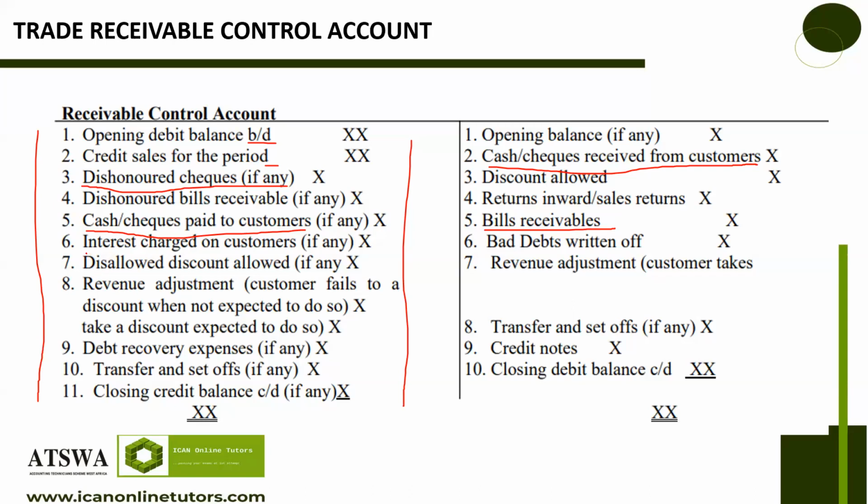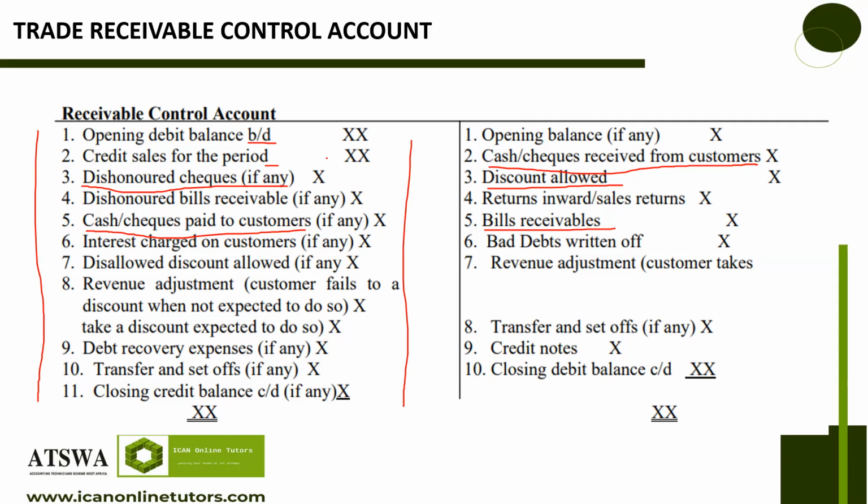Discount allowed. Just look at it one by one. Discount allowed, revenue adjustment, debt recovery expenses, all these things increase what? Your receivable. But if you look at the one on the right-hand side, discount allowed, not discount received this time, is what? Discount allowed. This is you giving what? Discount to these guys. So he's owing you 200 naira, but he said, don't worry, I'm giving you a discount of 200 naira. The person bought goods worth 1 million naira from you on credit.